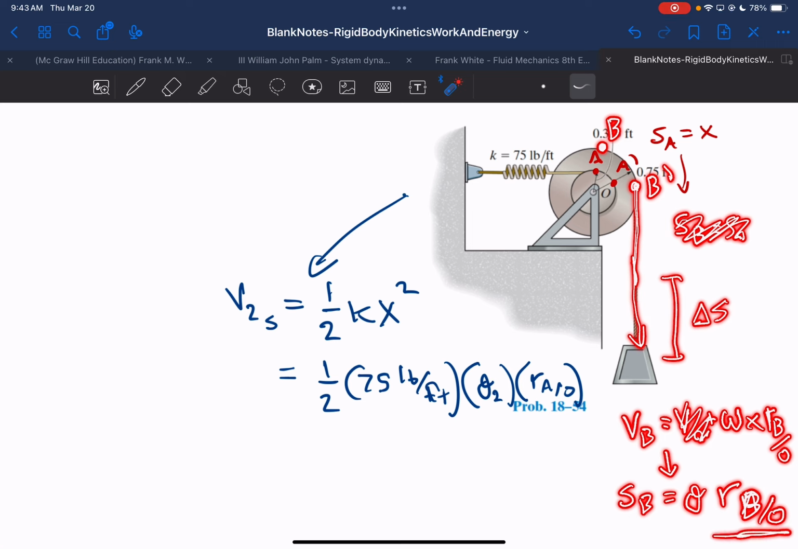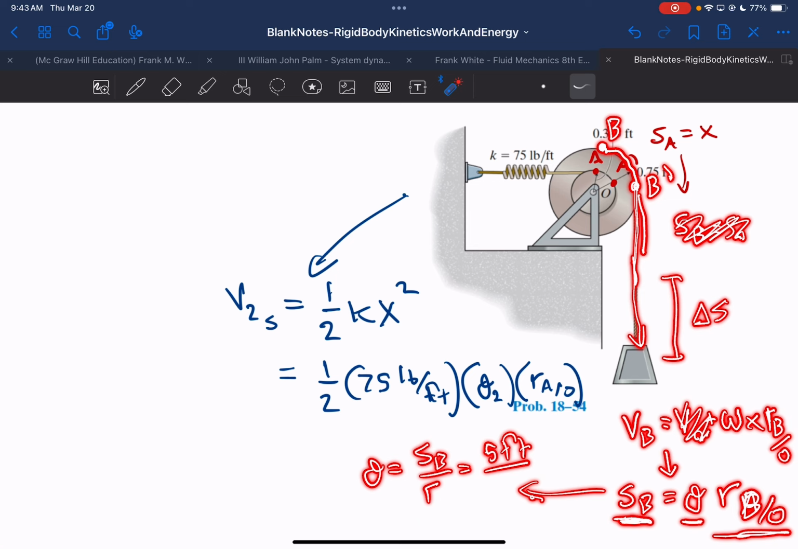I know this value. I'm trying to find theta. Do I know S_B? Yes, I do, because that block has descended 5 feet. So if I look at this arc length right here, this would be 5 feet. Now it's just straight, so it descends 5 feet, so this one's also 5 feet. I rearrange this and say theta is equal to S_B over R.